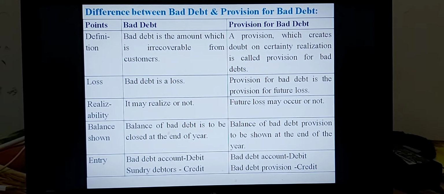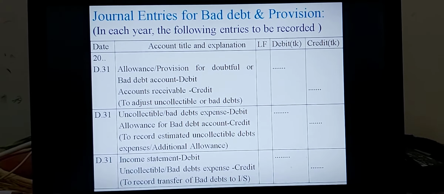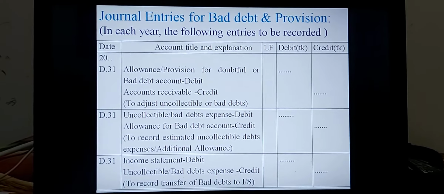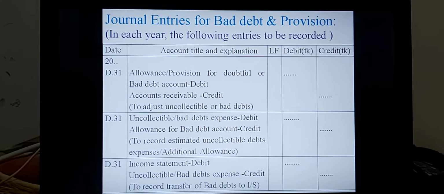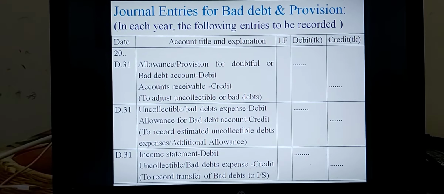The first one is allowance for doubtful debt or provision for bad debt account debit, accounts receivable account credit to adjust uncollectible bad debt. Second entry, uncollectible debt expense or bad debt expense account debit, allowance for bad debt or provision for bad debt account credit to record estimated uncollectible debt expense or additional allowance amount of bad debt.